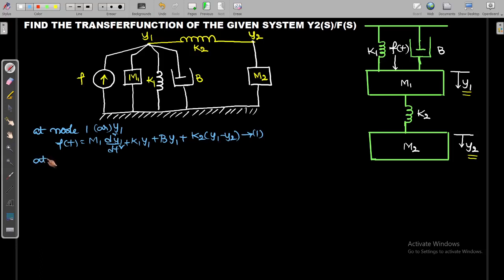So let us write at node 2 also. At node 2, or y2, we can write that there is no force acting on it, so it is equal to k2 into y2 minus y1 plus m2 into d square y2 by dt square. So this is the second equation. After writing these equations, for finding the transfer function you have to take the Laplace transform of equations 1 and 2.